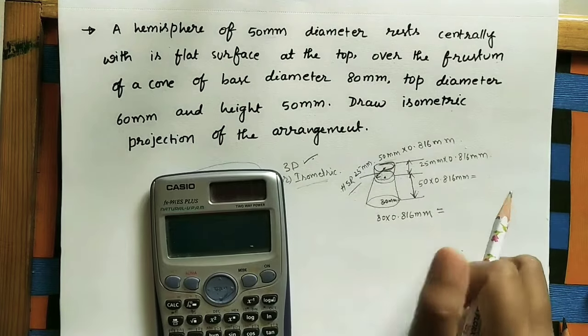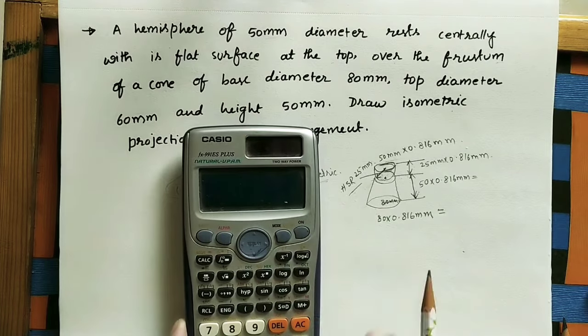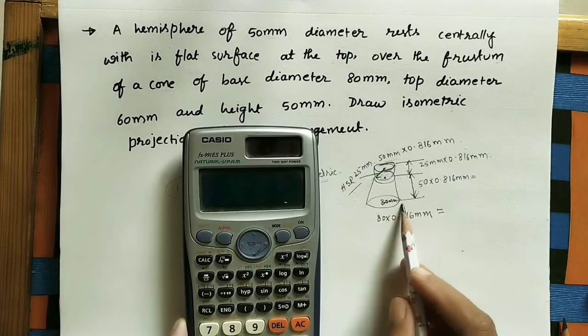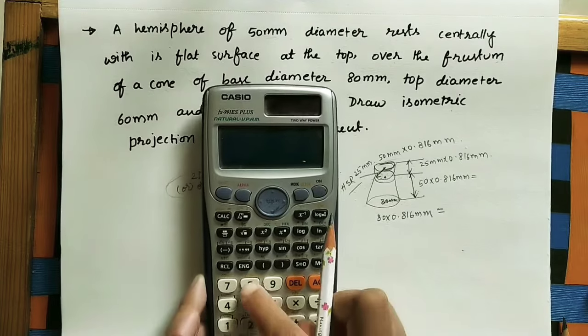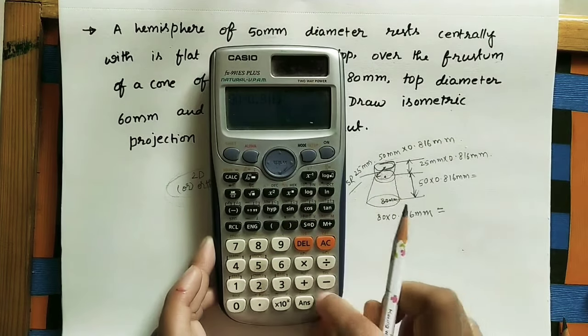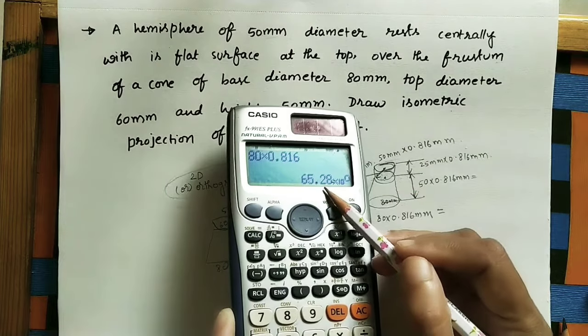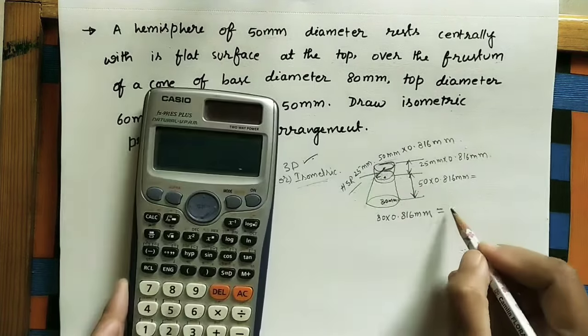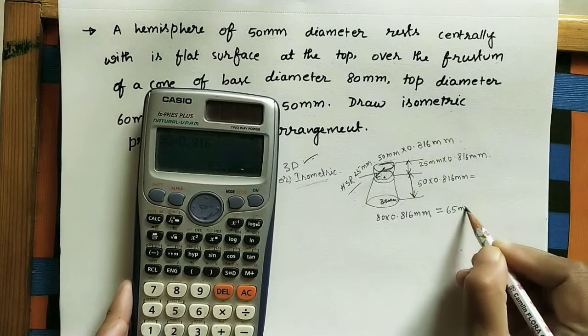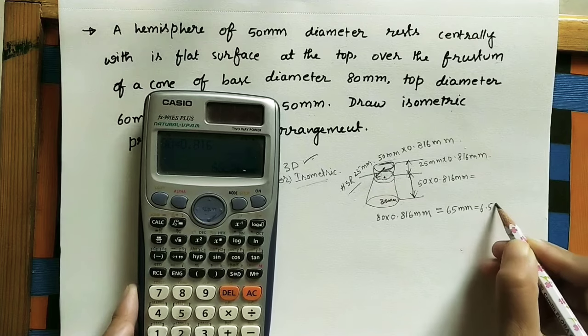Before doing the isometric view, we will calculate all these values by using the calculator. Here take the 80 mm diameter, 80 into 0.816. So this value is 65.28. Okay, or we can take 65 mm. So how many centimeters? 6.5 centimeters.